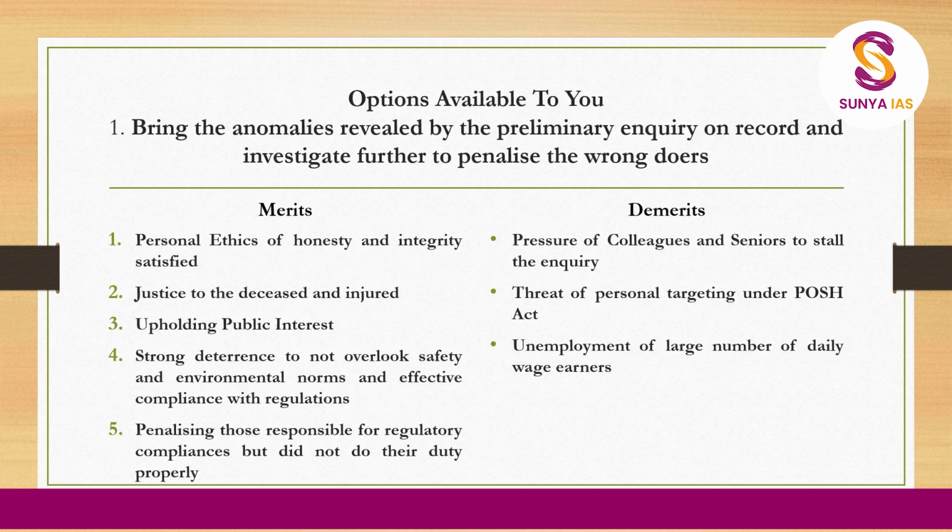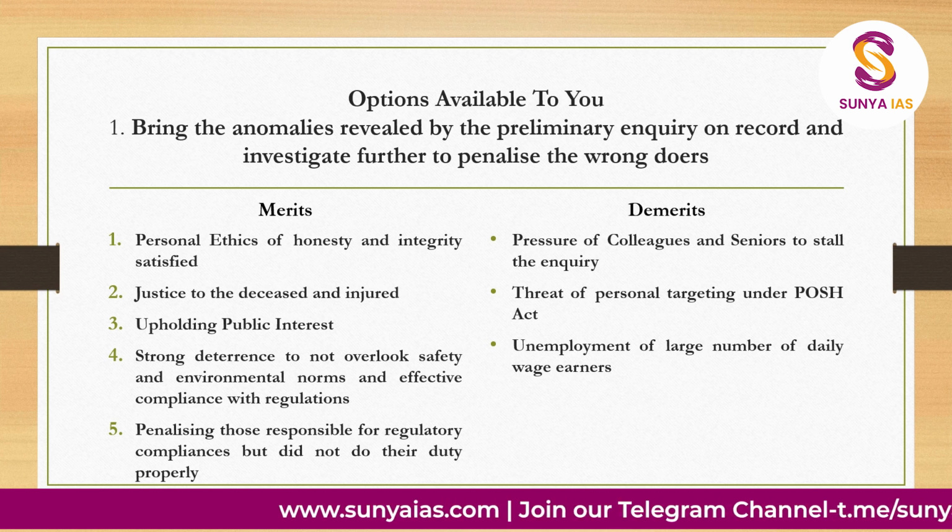So moving on to the options available to you. The first option, as I said, there will be two extreme options and one of the options can be the middle path. So one option is to bring the anomalies revealed by the preliminary inquiry on record and investigate further to penalize the wrongdoers, right? So here, this is a completely transparent option.